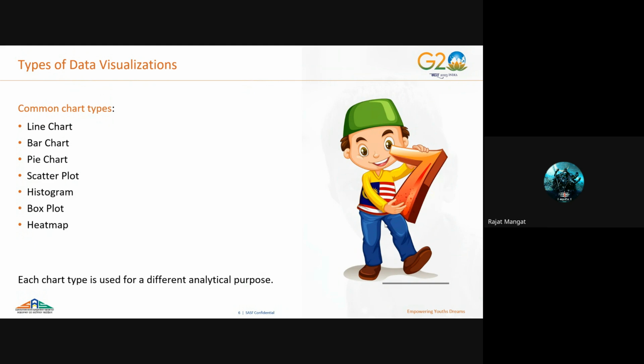So these are some common chart types: line chart, bar chart, pie chart, scatter plot, histogram, box plot, heat map. Each chart type is used for a different analytical purpose. As we have told in an earlier point, it is very important to identify the correct chart that you are going to use in your data analysis.